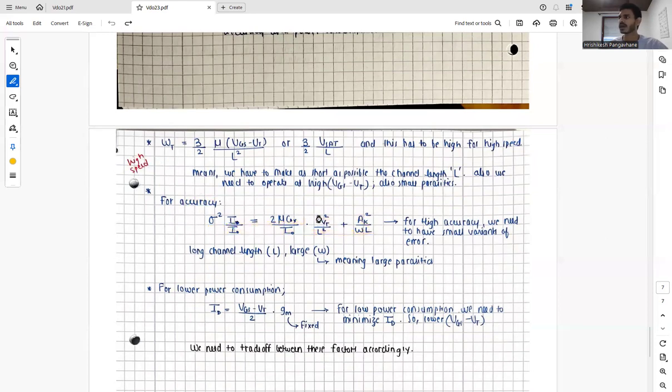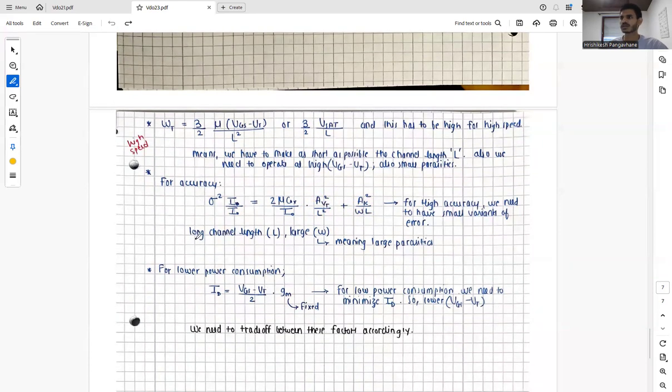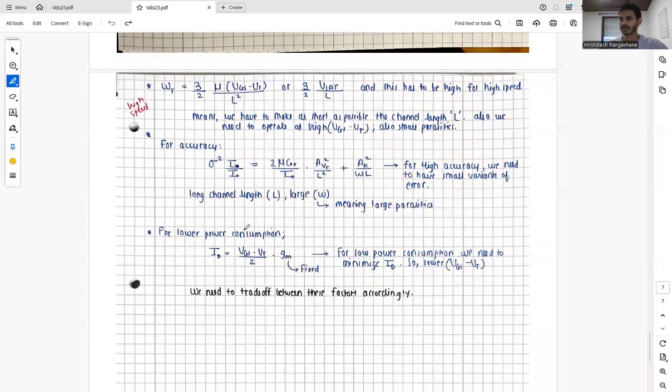But for accuracy, this is the equation. For high accuracy, we need small variance of errors from these contributions. So long channel length is required and larger width is required, which means we have large parasitic capacitance for accuracy. And for lower power consumption, this is the relation where gm is fixed. For lower power consumption, we need to minimize ID, and so we need to lower the value of VGS minus VT. So according to our requirements, we need to trade off between these three factors accordingly.